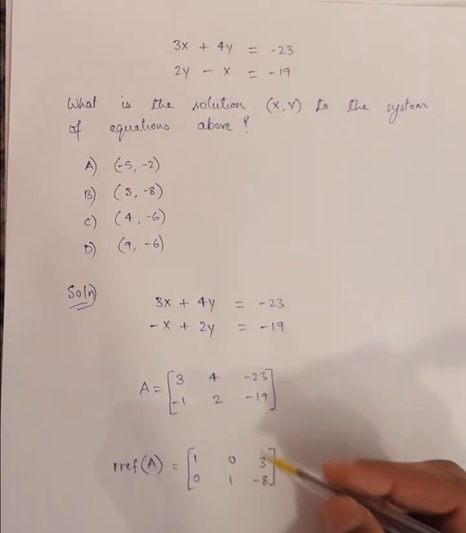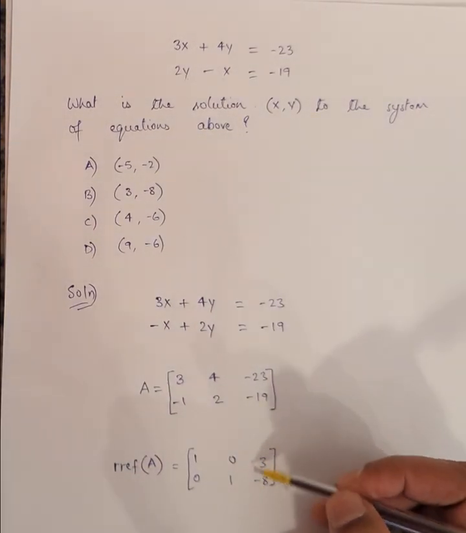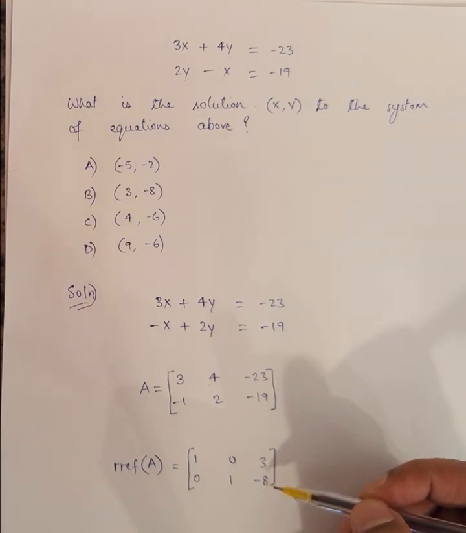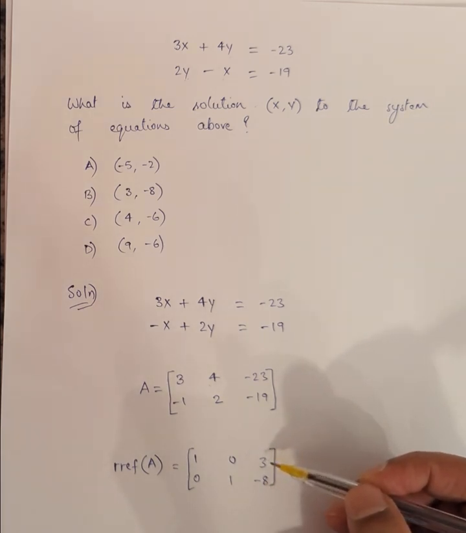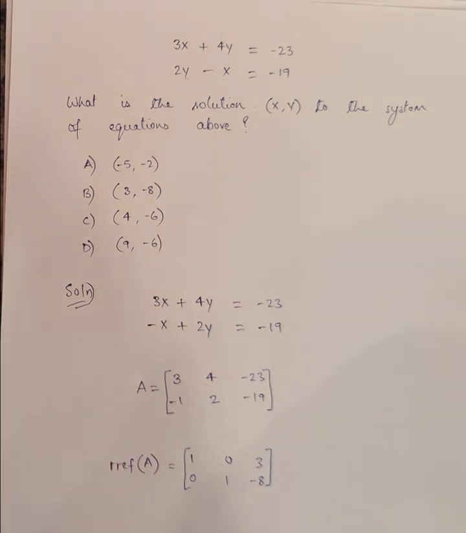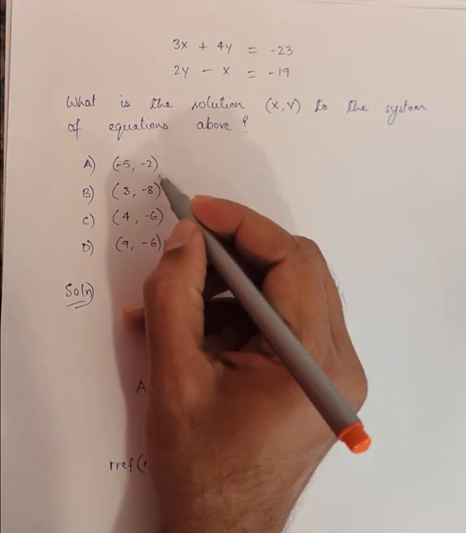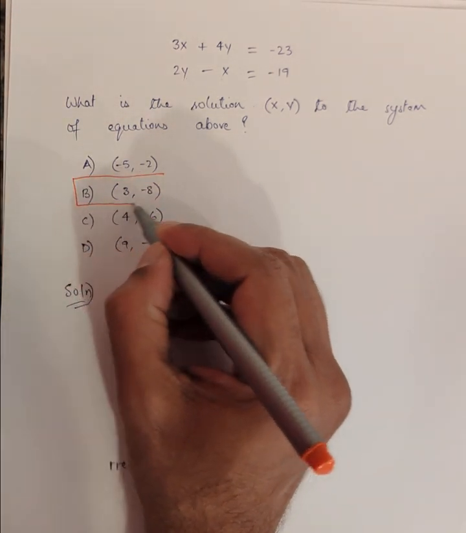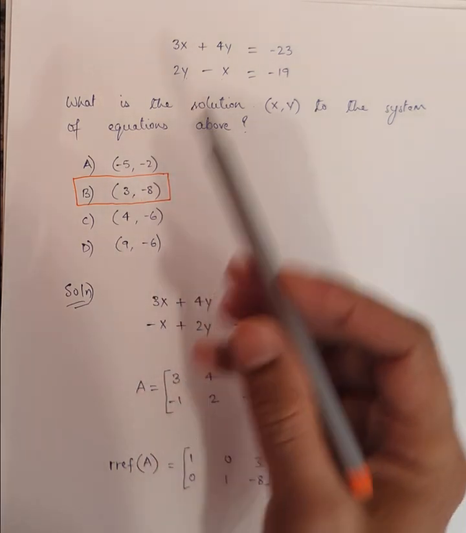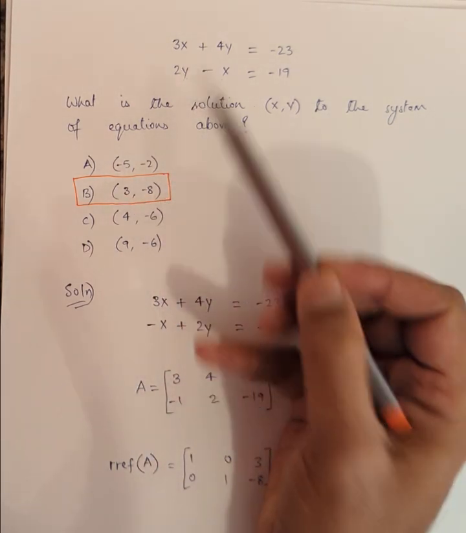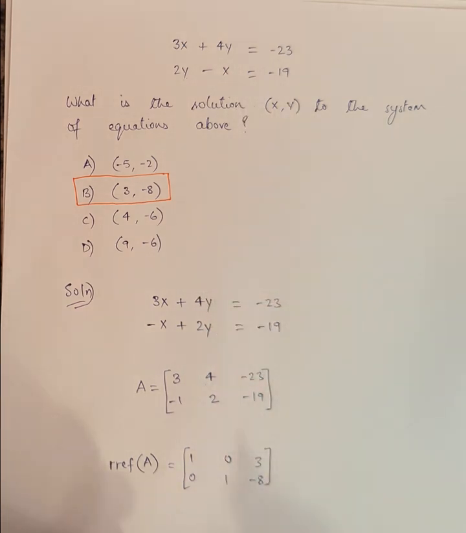Now look at the last column. It says 3, negative 8. So that should be our answer. And sometimes you don't get the answer, but if this side is in this nice form 1001, then this is your answer. So the correct answer is B. And you can actually check by plugging x equal to 3, y equal to negative 8 in each of these equations. It should give you a true statement.